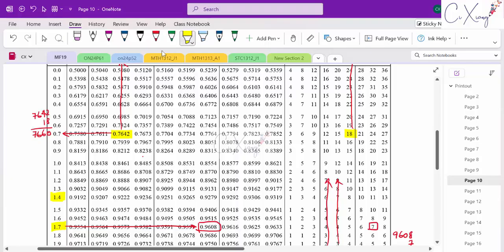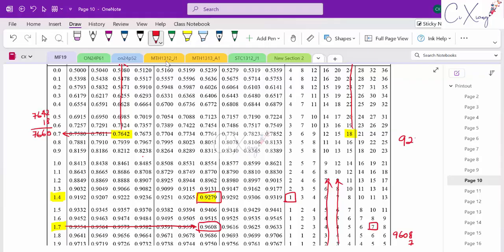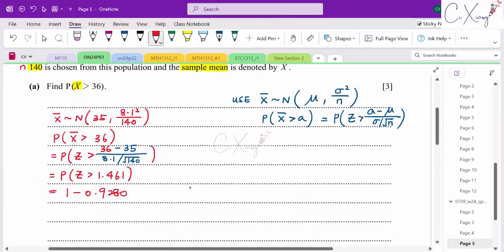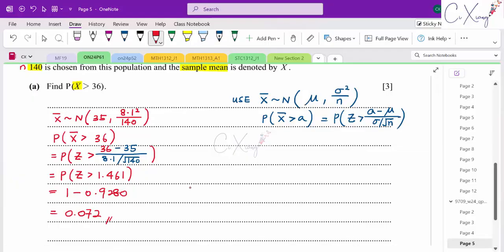1.46 is here, so by right it is this value, and then the 1 means this one. So you have 9279 plus 1, which gives you 9280. Going back to our question, you will have 1 minus 0.9280, and simplifying, your answer should be 0.072. This is how we find the probability of the sample mean being greater than 36.